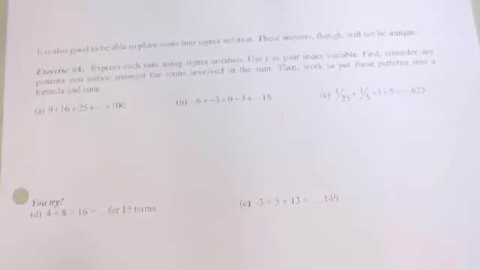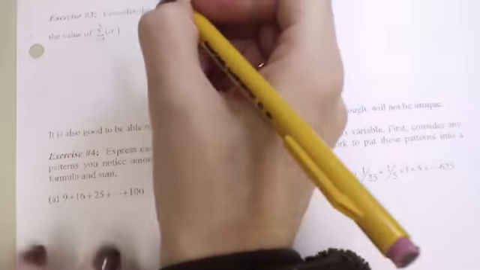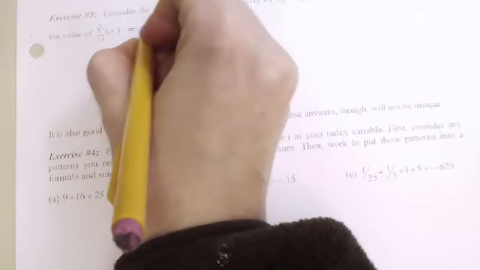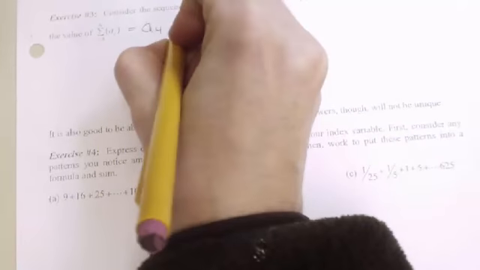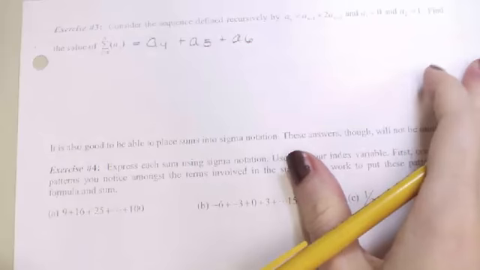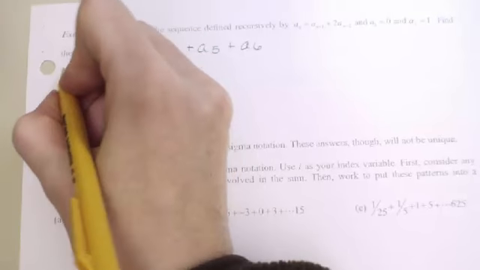The next page now, we have a recursive definition. So first we have to figure out what the summation wants. The summation is going to want, plug in the 4, so a sub 4 plus a sub 5 plus a sub 6. That's what we're going to be finding out. Now we have to go find out what those are. So I'm going to make a little list over here.